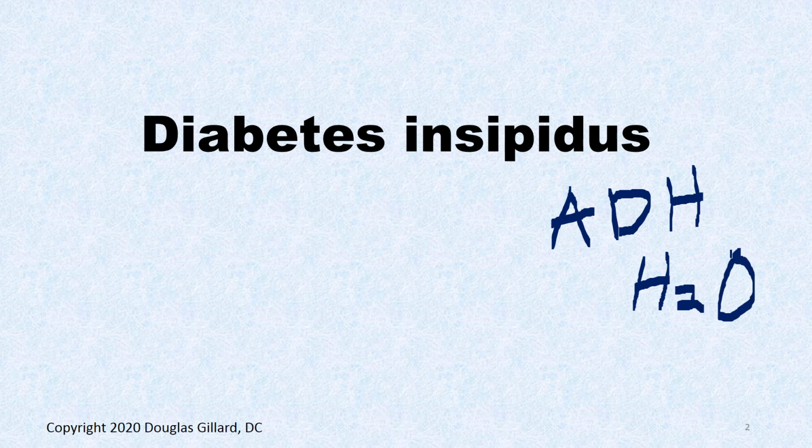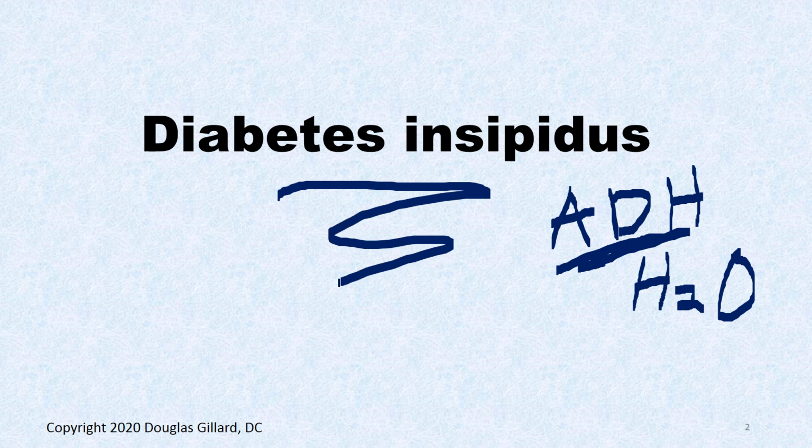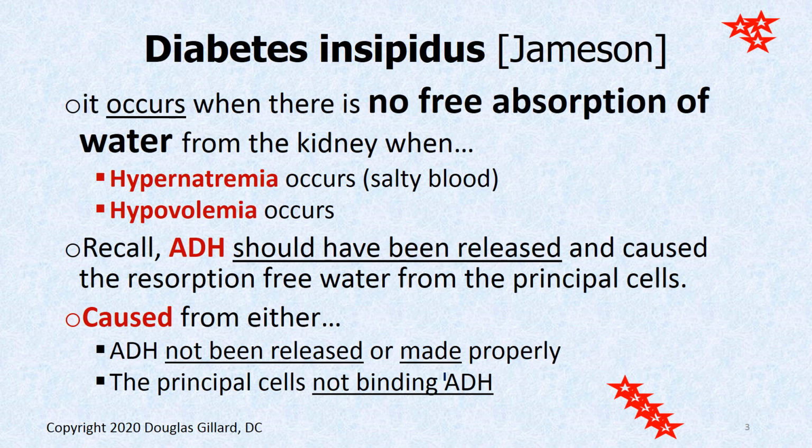Let's talk about some pathology now with ADH, also known as arginine vasopressin. And vasopressin is another one. So diabetes insipidus, this is not the sugar diabetes mellitus, this is diabetes insipidus. So this occurs when no free water absorption occurs in the kidney, when hypernatremia occurs.